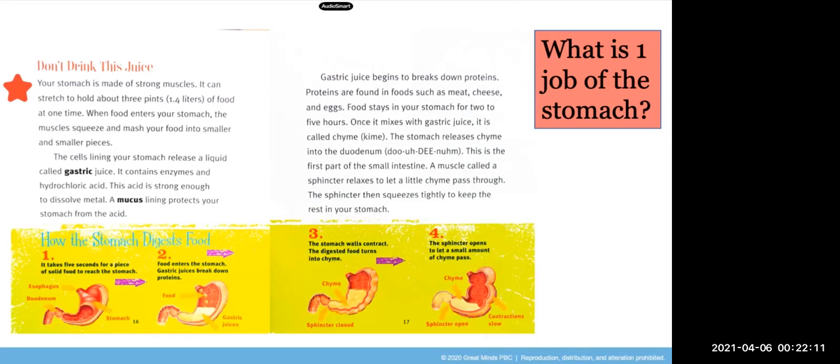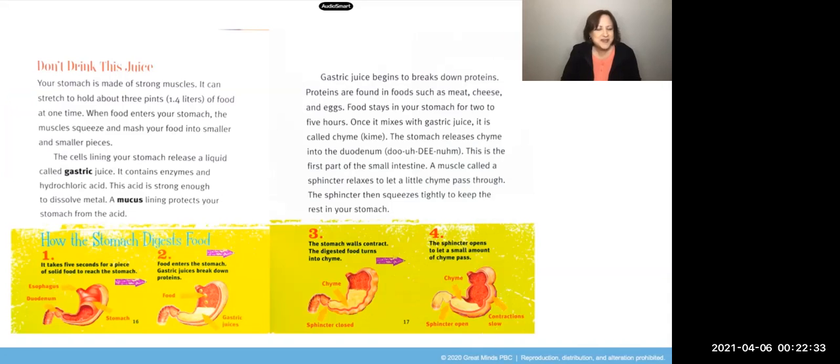Don't drink this juice. Your stomach is made of strong muscles. It can stretch to hold about 3 pints, 1.4 liters of food at one time. When food enters your stomach, the muscles squeeze and mash your food into smaller and smaller pieces. I'm going to pause here for a minute to think about what the stomach is doing. It's starting to do a job. The muscles are squeezing that food into smaller and smaller pieces.